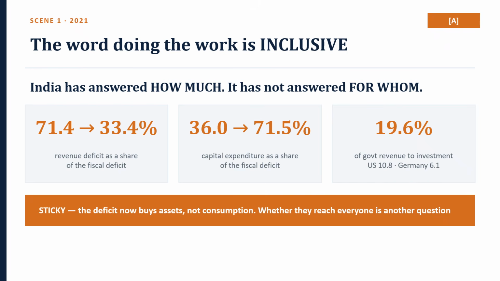And the international comparison completes it. The share of government revenue directed to investment: India 19.6%, Indonesia 19.7%, United States 10.8%, Germany 6.1%, Brazil 5.2%. So essential, the question is settled and India has acted on it. Now the inclusive half, and this is where the answer earns the marks.